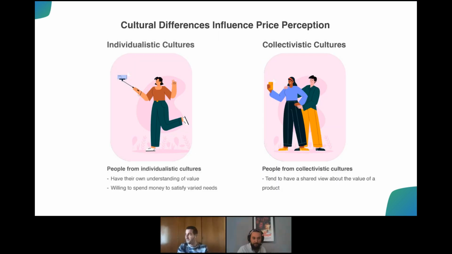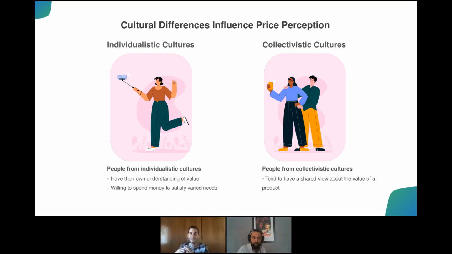So maybe if we dive deeper into a few other aspects that we rounded up when it comes to price perception. Culture is obviously one of them. Depending on the culture you're dealing with and the culture you are coming from, your price perception really differs. This might sound interesting, but for example, in individualistic cultures, people have their own understanding of value. They really have their own world in a way. Literally, it's individualistic, and they are willing to spend more money to satisfy their own needs. They are not satisfying the need of a group or whatsoever. So they are really fulfilling their own needs.